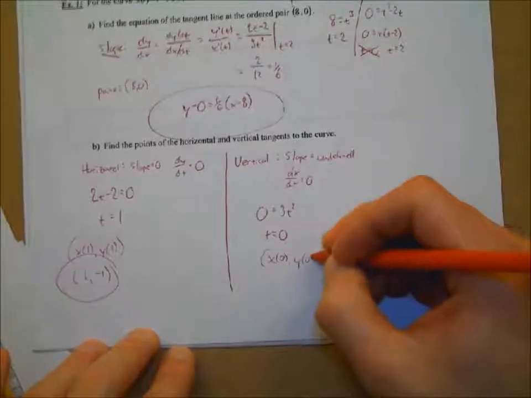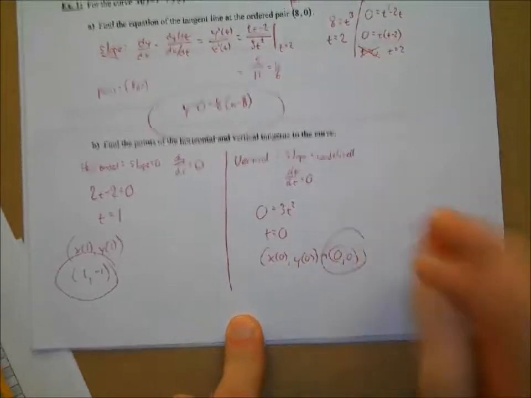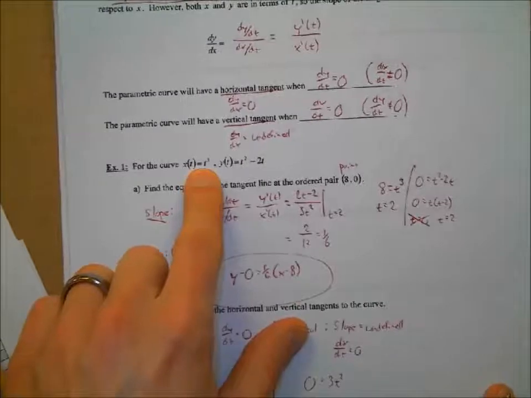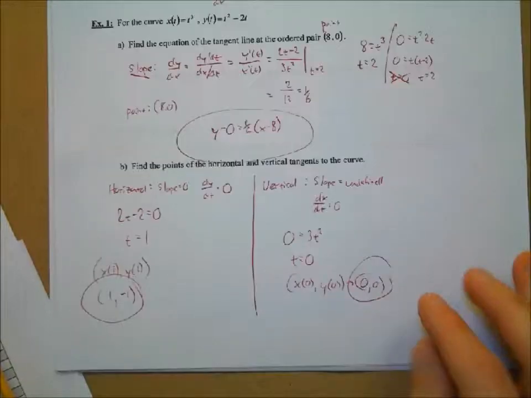And so what is our position at that time 0, Nick? 0, 0. Yep, x of 0, y of 0 is 0, 0. Again, you just plug in the 0 there. 0 cubed is 0. 0 squared minus 2 times 0 is also 0. So you get 0, 0. All right, questions on any of that? All good?